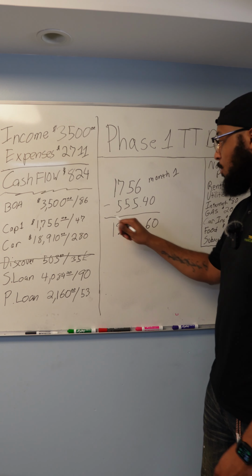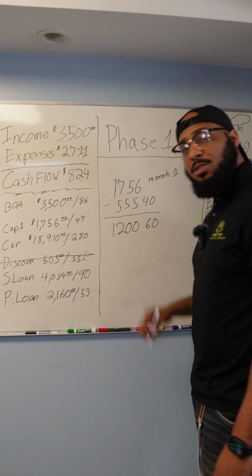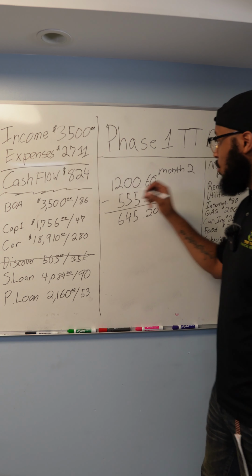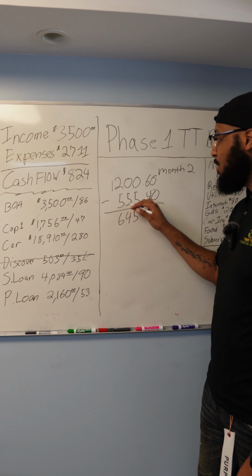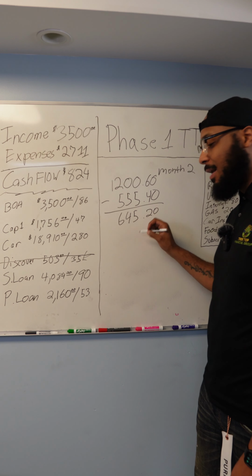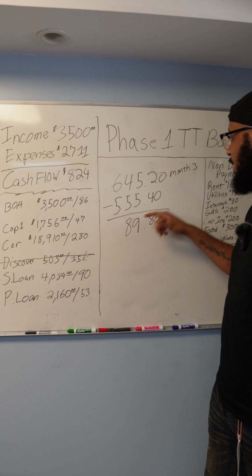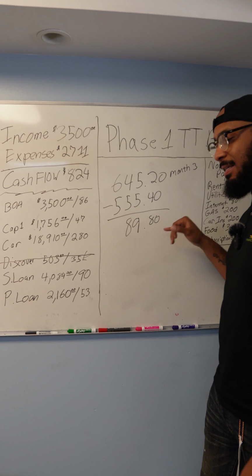After month 1, you're going to take that $555.40 and subtract it from $1,756, and it's going to be $1,200.60. Month 2, we're going to do the exact same thing. $1,200.60, that's the balance from month 1. We're going to subtract $555.40. Our new balance is $645.20. Let's keep going. Month 3, $645.20 minus $555.40. We got a balance of $89.80 in month 3.